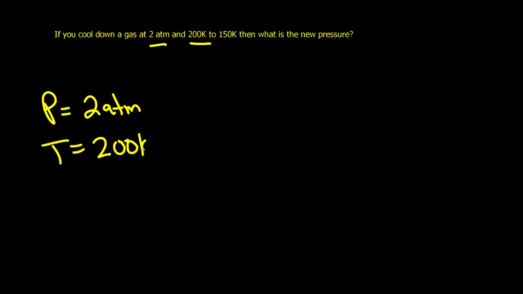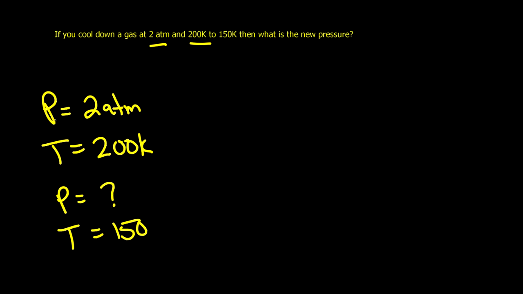So let's look at a problem real quick. If you cool down a gas at 2 atmospheres, 200 kelvins to 150 kelvins, what's the new pressure? So let's pick out some information. 2 atmospheres. Atmospheres is a pressure, and this pressure is at 200 kelvins. Kelvins is a temperature. We cool it down to 150, so that's another temperature. What's the new pressure?